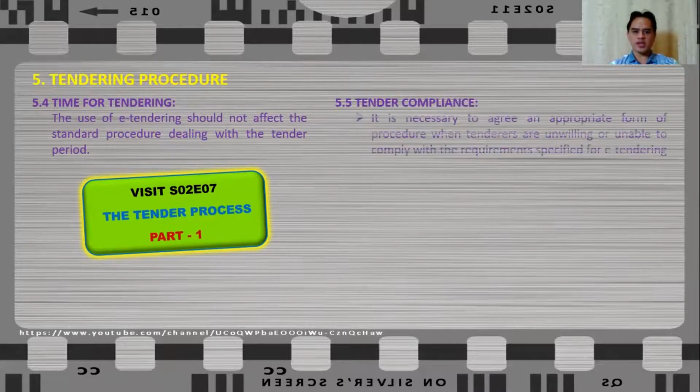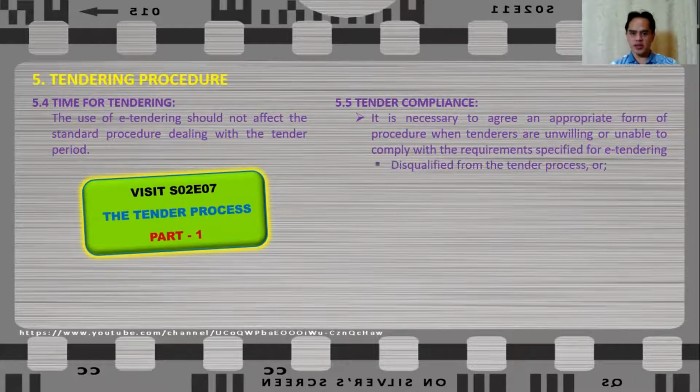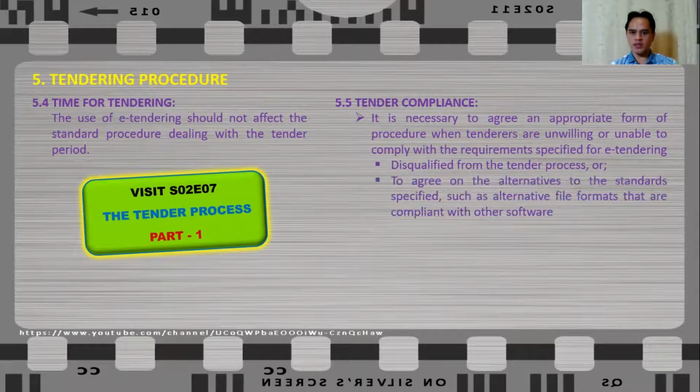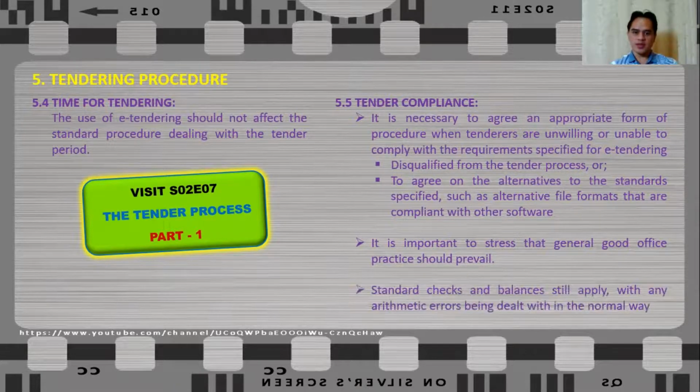Now, for tender compliance, it is necessary to agree an appropriate form of procedure when tenderers are unwilling or unable to comply with the requirements specified for e-tendering. Examples of these are either the tenderer will be disqualified from the tender process, or to agree to an alternative to the standard specified, such as alternative file formats that are compliant with other software. It is also important to stress that general good office practice should prevail, and standard checks and balances still apply, with any arithmetical errors being dealt with in a normal way.